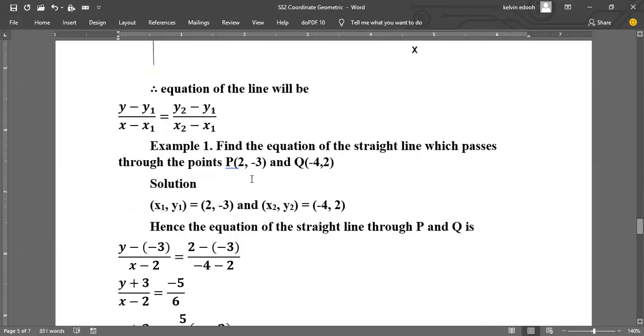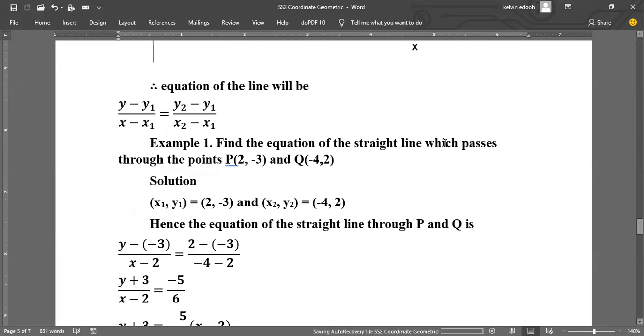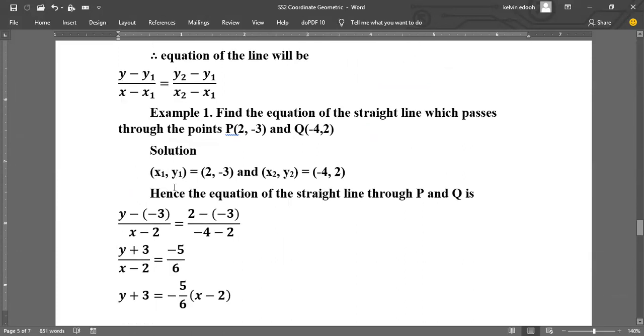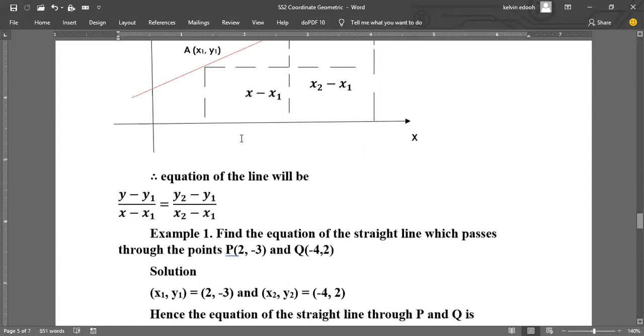Look at this question here. We have to find the equation of a straight line which passes through these points. You can see they give you 2 points, P and Q. So x1, y1 is this, and x2, y2 is this. Hence, for the equation of a straight line, just recall, how do you form the equation of a straight line?